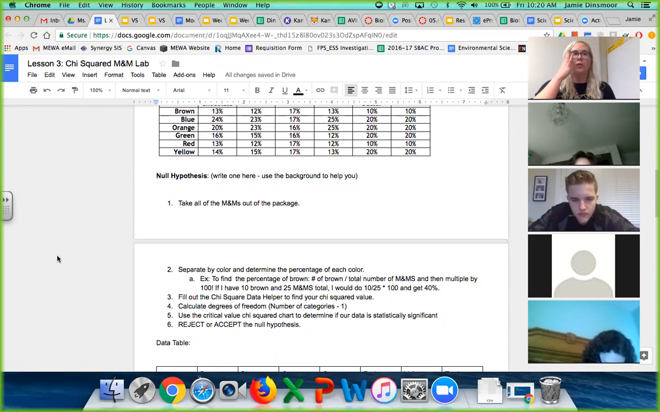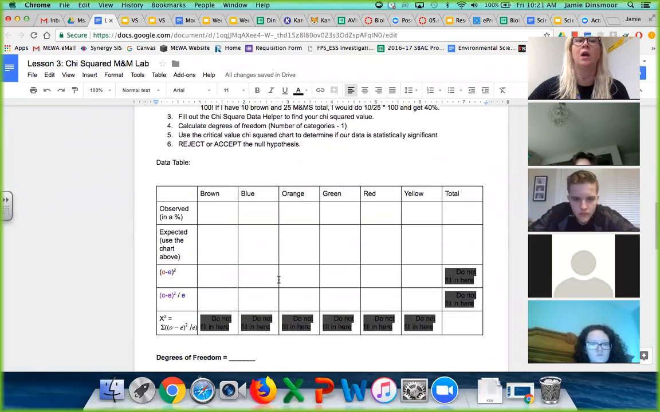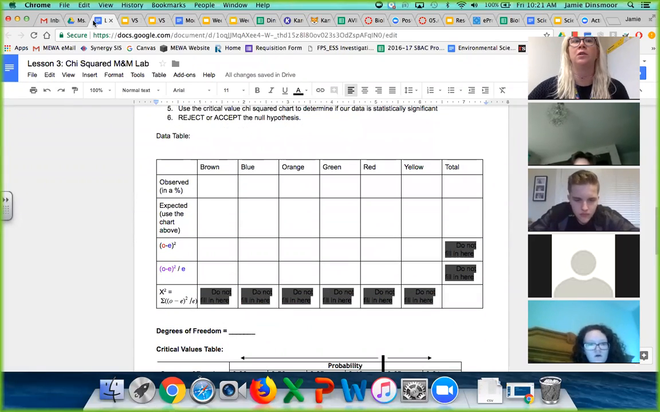Okay, so calculating the percentage in the table, E stands for expected, yes. So you can actually start putting these into the table, right? We are first writing our observed percentages. So what you see in your bag or what you see in my bag. So for example, I got 11% for brown.